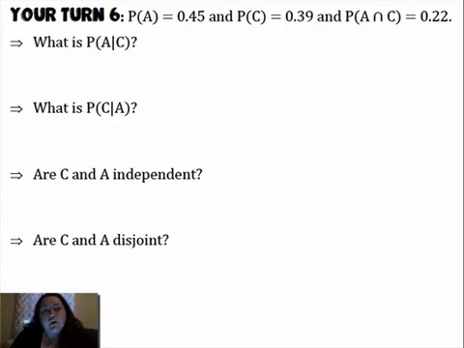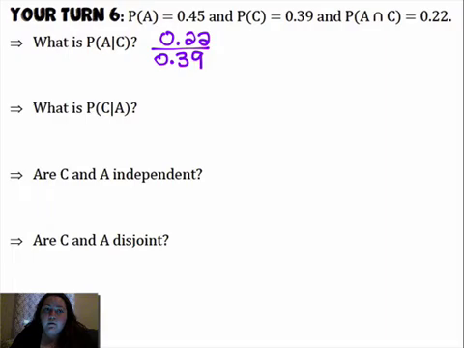Alright, your turn. Try these ones. The probability of A is 0.45. The probability of C is 0.39. The probability of A and C is 0.22. What's the probability of A given C?